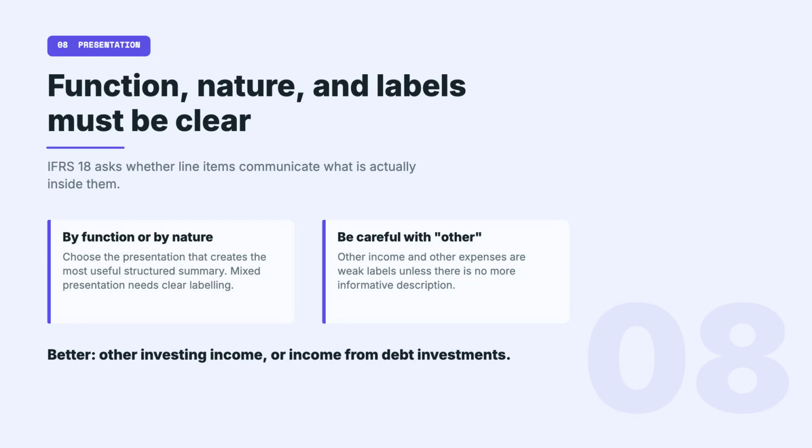That is much clearer than a vague label. IFRS 18 is also cautious about the word "other". Other income, other expenses, or miscellaneous items usually do not tell users what is inside. If a better label is available, use it. If not, describe the aggregated items as accurately as possible, such as other investing income.